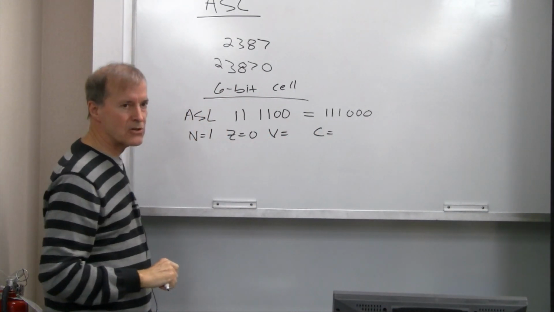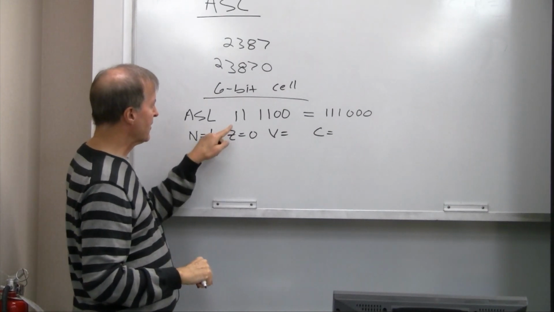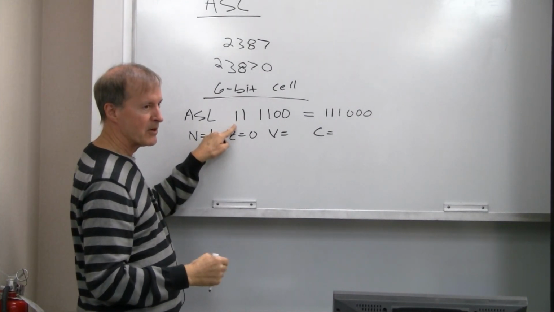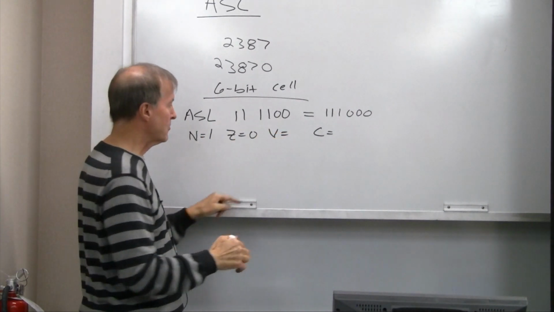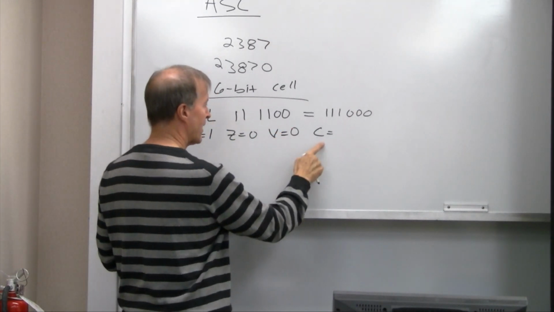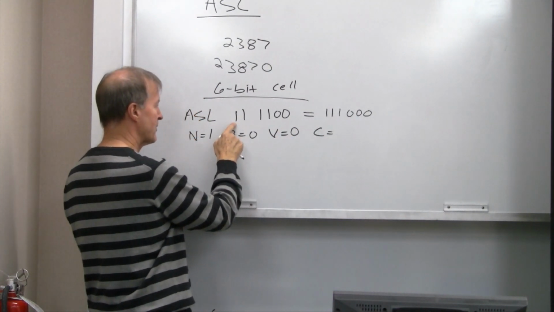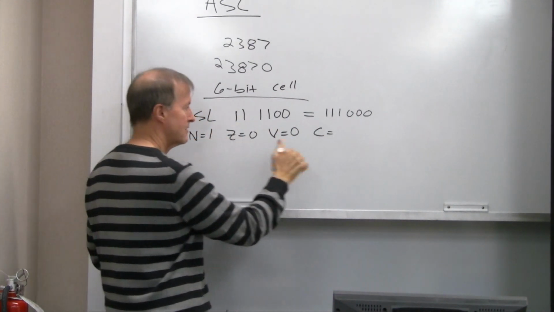Now, how do you tell if there's an overflow? Well, we started with what kind of a number? A negative number. And what do we end up with? A negative number. So, no overflow. So V is 0. And what about C? C is 1 because this got shifted out into the C.